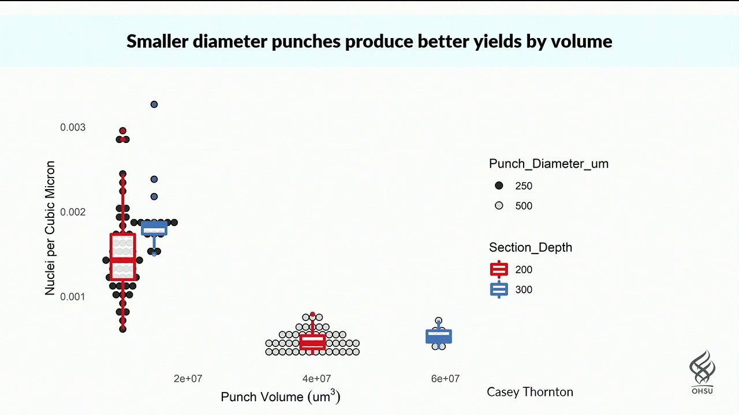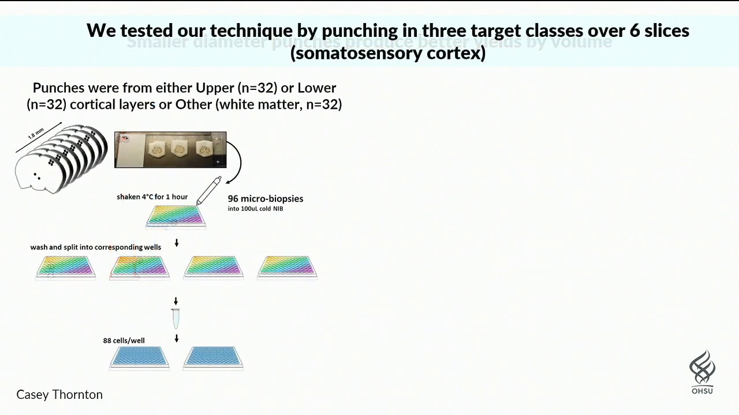And that's illustrated here, where the filled in dots that are more to the left are the 250 micron punches. These are 500 micron punches, and the x-axis is punch volume, and the y-axis is the efficiency, essentially the number of nuclei we get per cubic micron of tissue. And you can see it's just a lot more efficient with these smaller punches. And the actual section depth doesn't make a huge difference either. So we think we can get a little higher resolution.